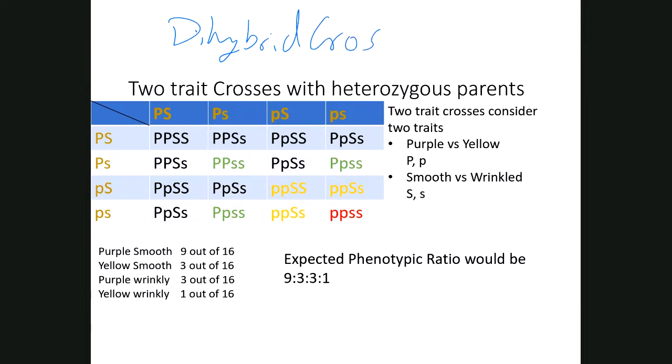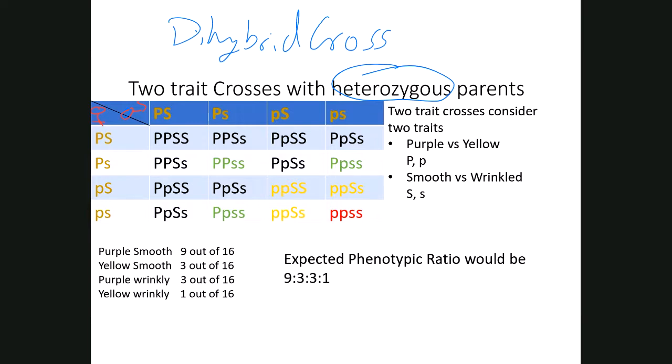In which case both parents are heterozygous. So what do we do? Let's say here's the male and here's the female.